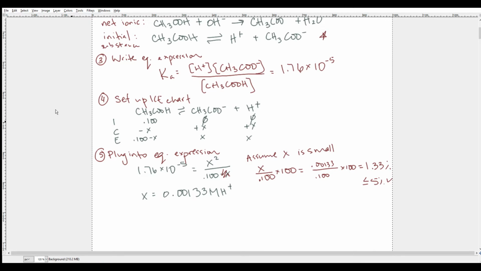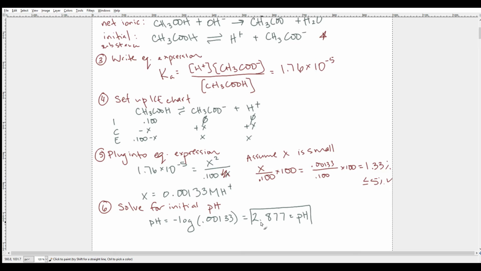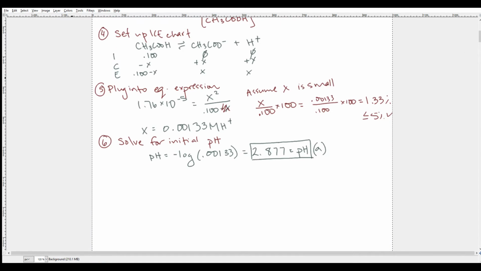Okay, so now that I know my hydrogen concentration for the initial substance, I can solve for the initial pH. So you'll have pH is equal to the negative log of the concentration of your hydrogen ions. You're going to get 2. We want 3 sig figs, so 2.877. And that is for part A. Woo, okay, there's part A. Now part B.